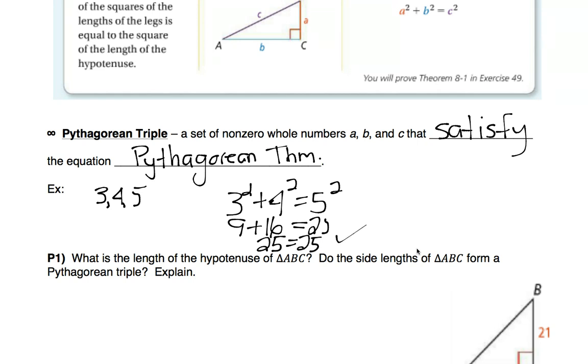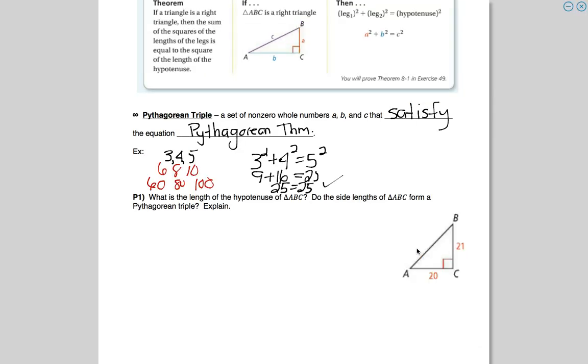And we can make different versions of that. We can go 6, 8, 10. We can go 60, 80, 100. So just multiples of that triple would make a right triangle.